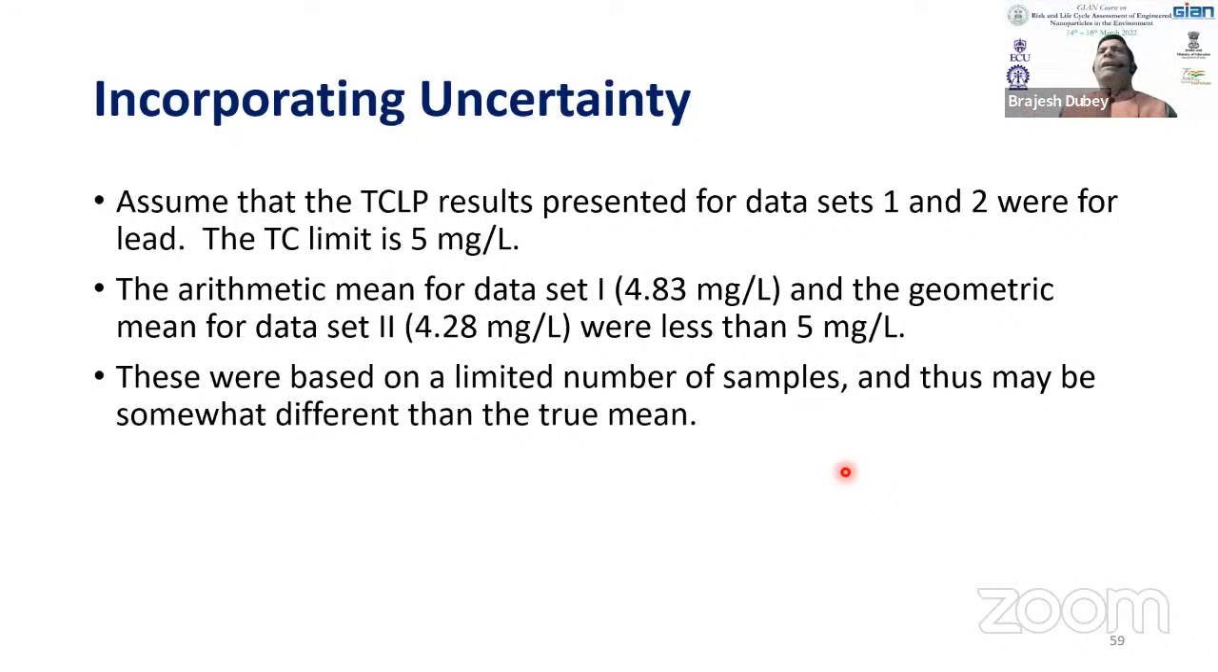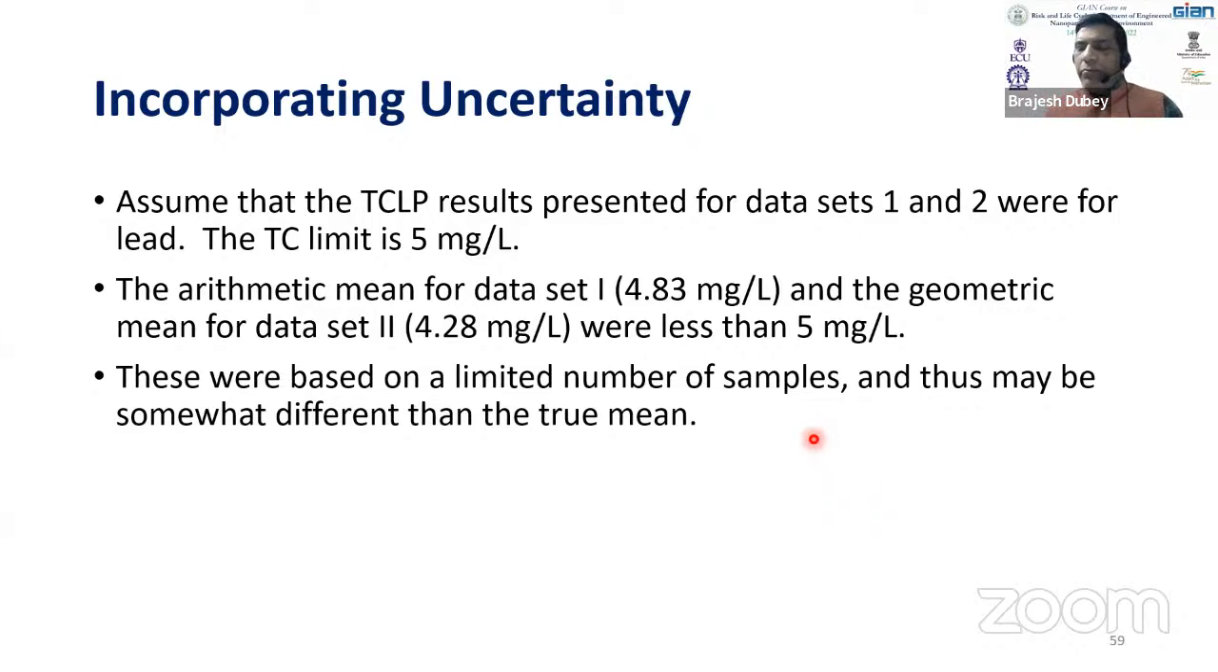So again, what we did was we collected a lot of samples, and we did the analysis in the lab, and we got these numbers. But what does that number actually mean? How does it relate to the main population mean? The arithmetic mean for the first data set was 4.83, and the geometric mean for the second data set was 4.28. Now, they are both less than 5. If they are less than 5, it means it's not a hazardous waste, but it's pretty close to 5, though not more than 5. But these are based on a limited number of samples.